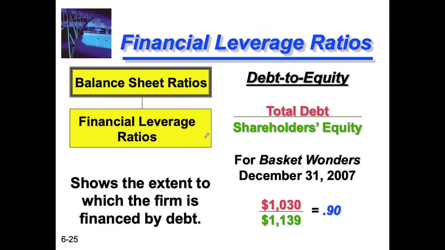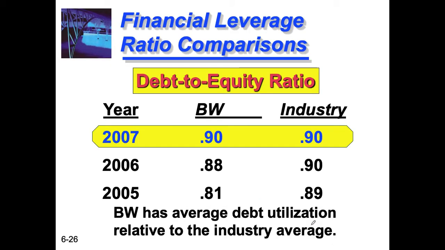Okay, now we move to the financial leverage ratio. It shows the extent to which the firm is financed by debt. So this is the formula: total debt per shareholders' equity. This is just the example. And this one, the financial leverage ratio comparison, is the same, right? Relatively the same.